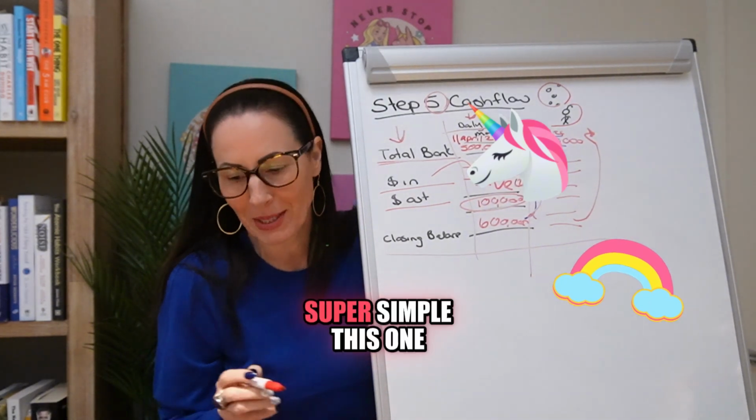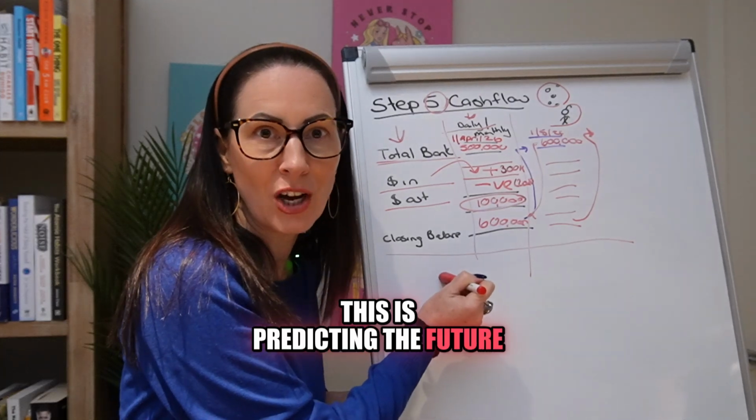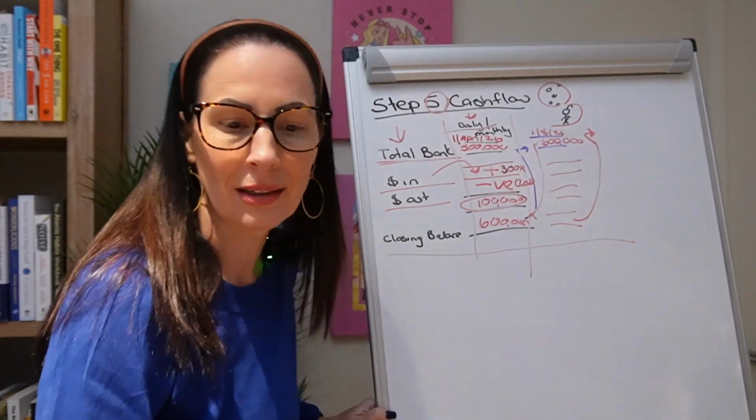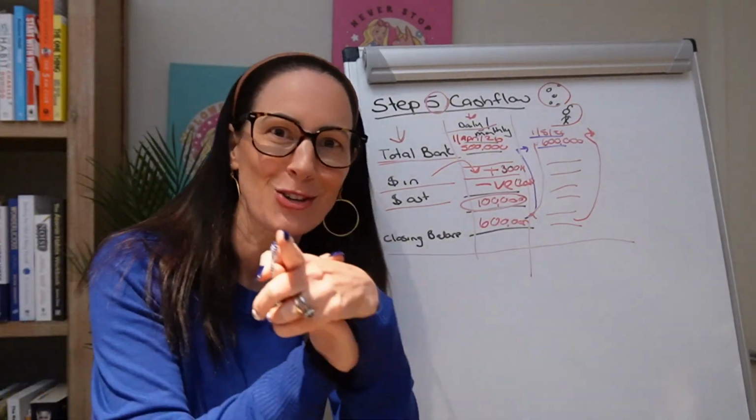All right, super simple this one. Just do it in Excel. This is predicting the future. Next we'll look at not the future, reality. All right, know your numbers, grow your business.